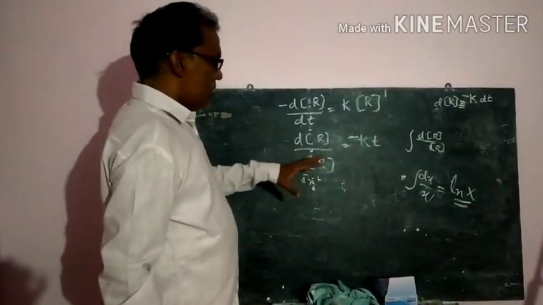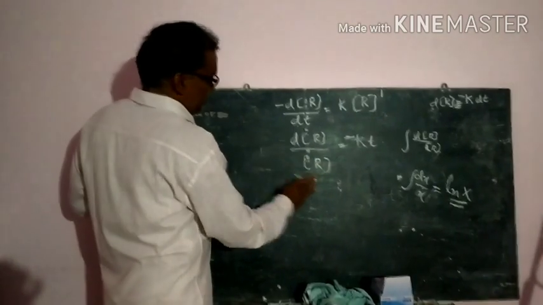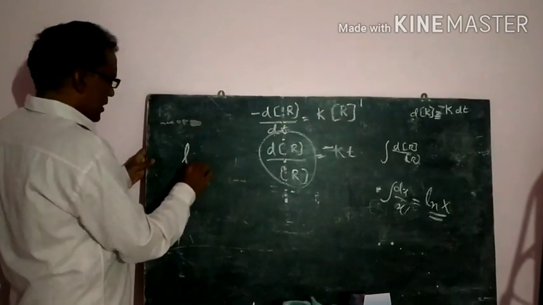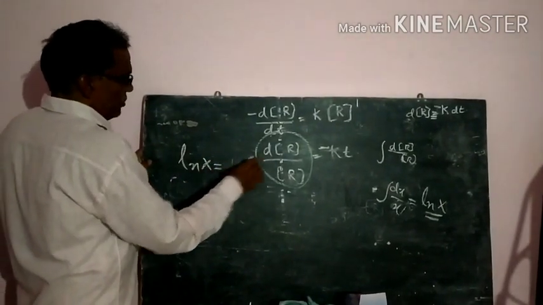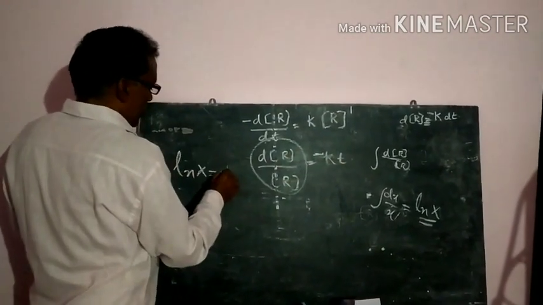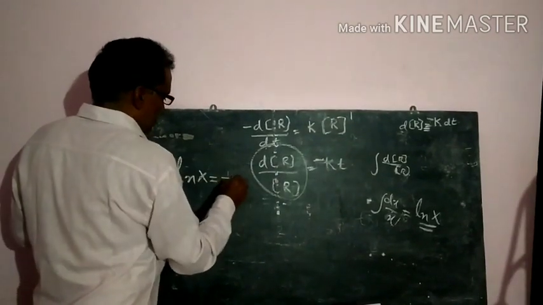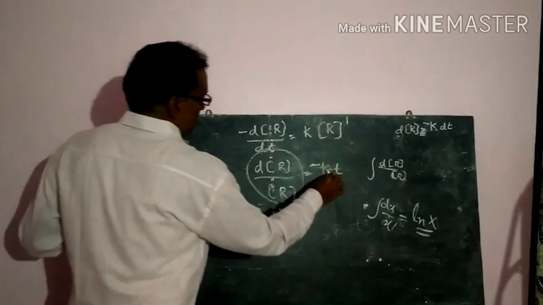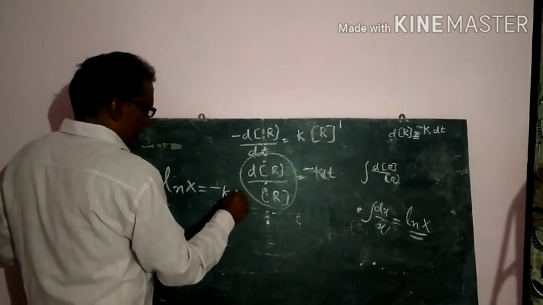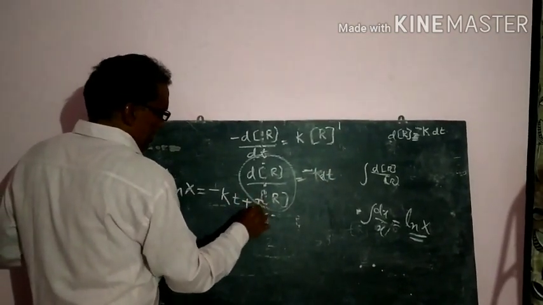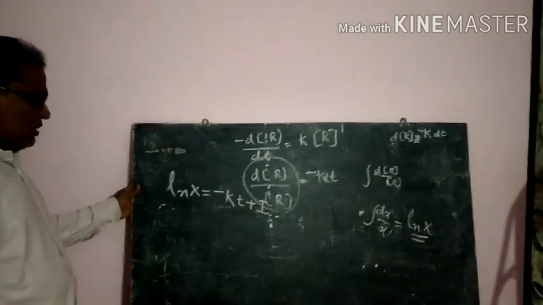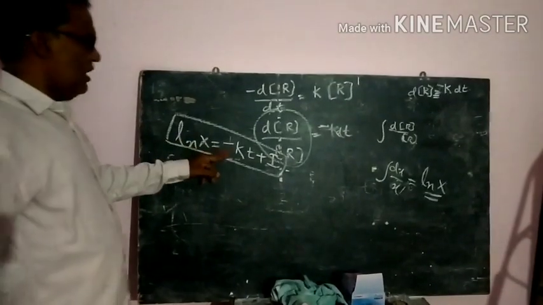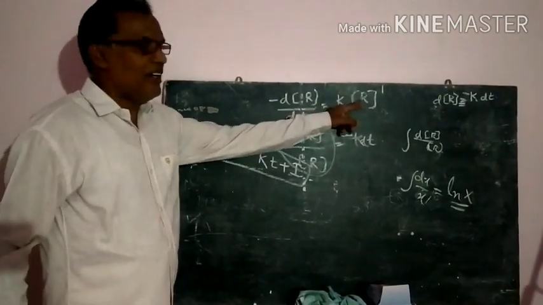So now substitute in this equation. After doing this, the natural logarithm of x is equal to, what is the formula for this? Integration of minus k dt is nothing but minus kt plus I, the integral constant, which we have to write down. So this is the equation we got after integration for the first order reaction.